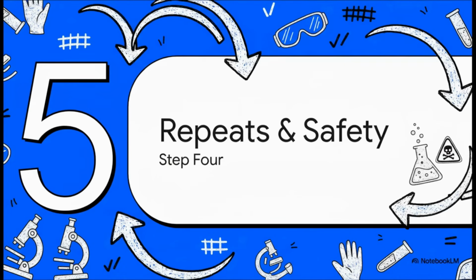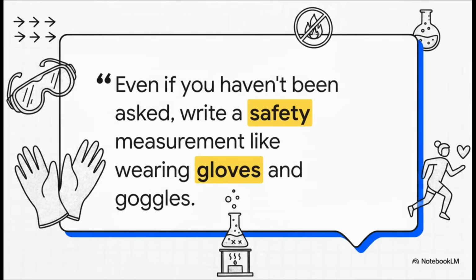Section 5 brings us to Step 4, repeats and safety. Guys, this step contains literally the easiest bonus marks available on the entire paper, and yet stressed out students completely forget them all the time because they're so intensely focused on the complex biology.